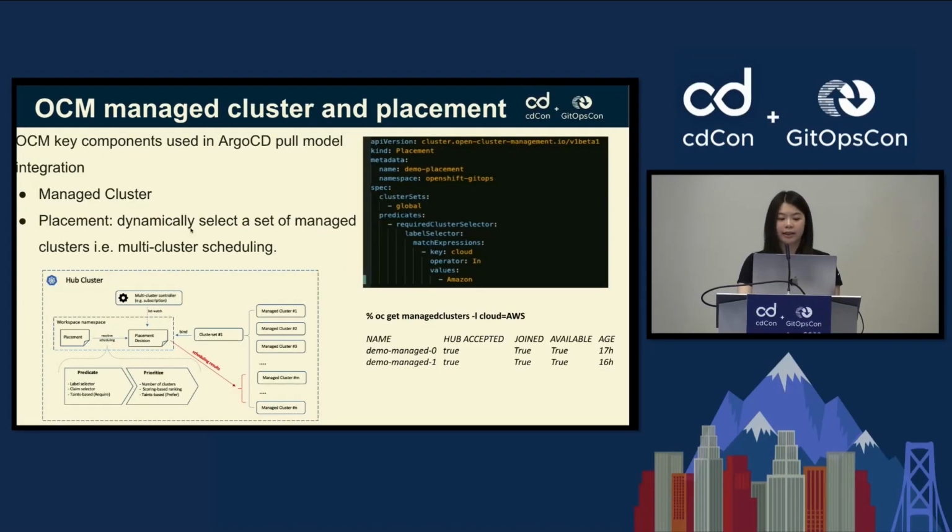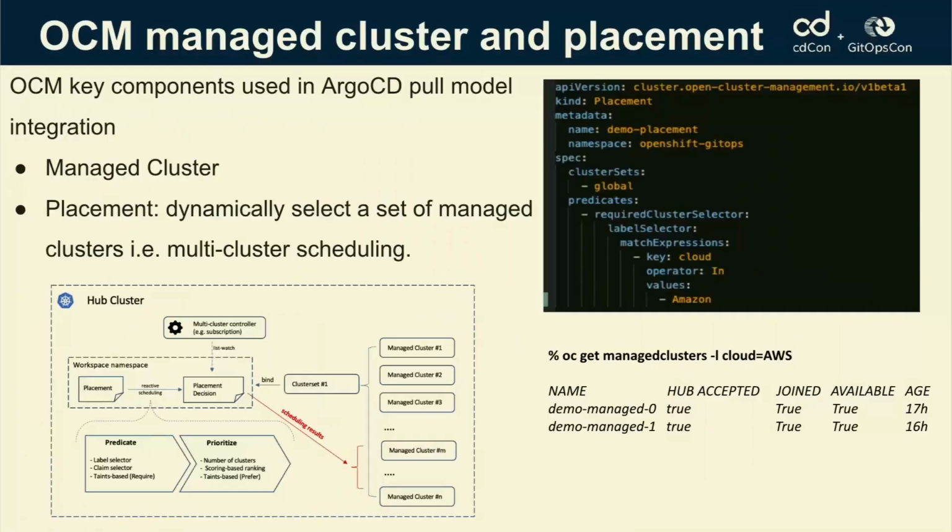On this diagram is our hub and spoke pattern. You can see on the hub cluster, we have the placement resources that are going to produce placement decisions. Placement decisions are going to bind cluster sets, so that you are able to select a set of clusters to deploy your application or policies to. Placement itself has predicates so that you can perform a label selector or claim selector. And in the prioritizers, you can see how many clusters are actually selected.